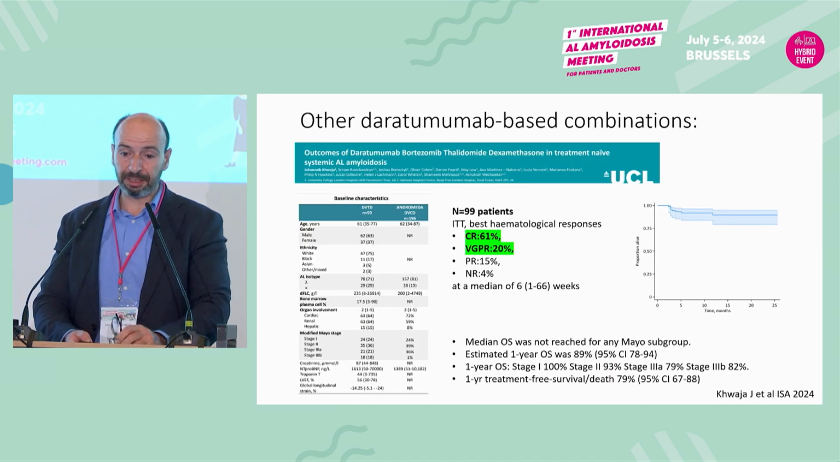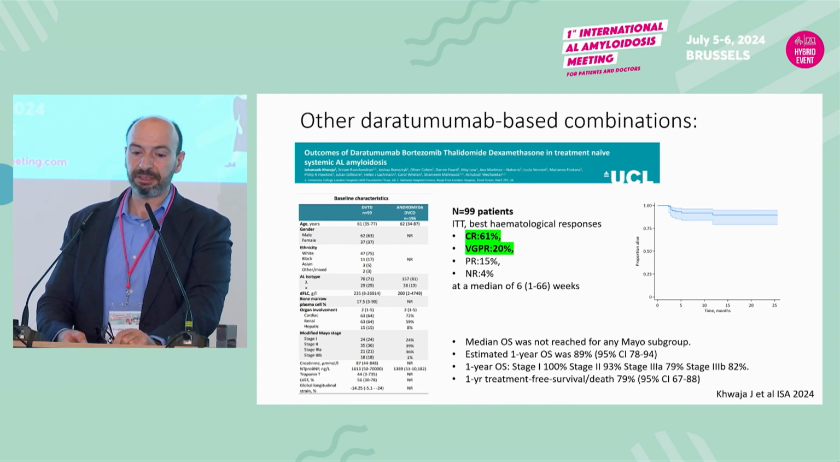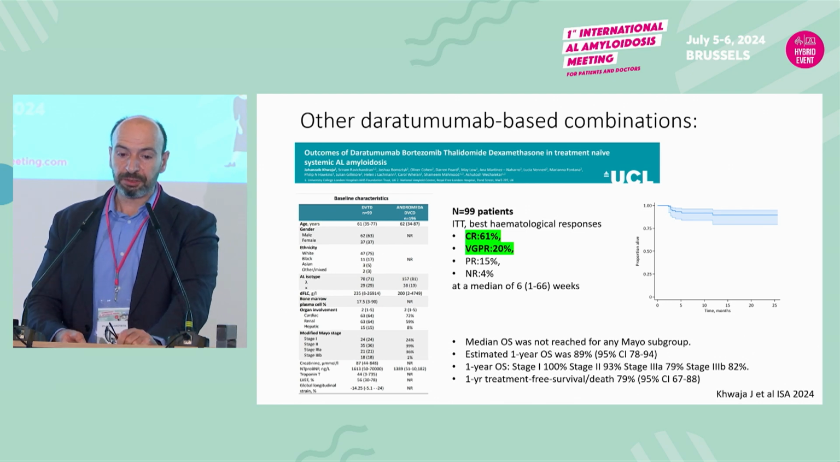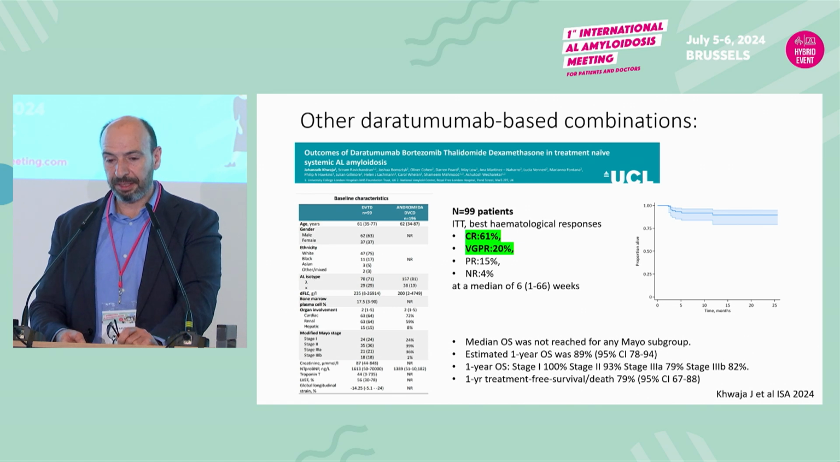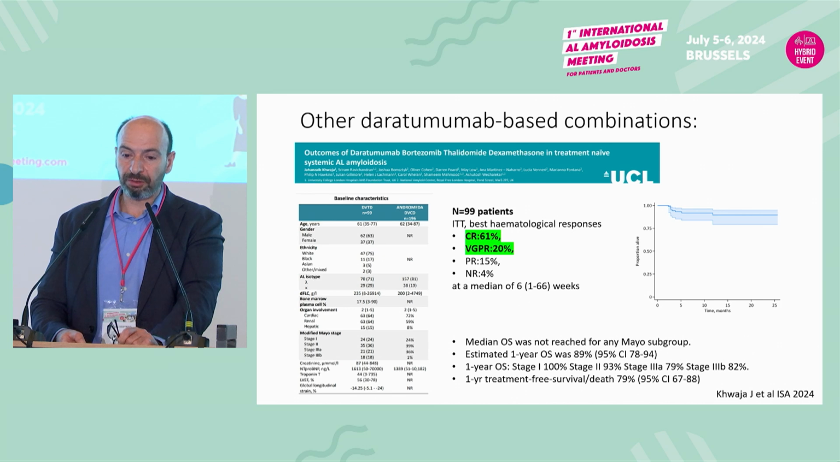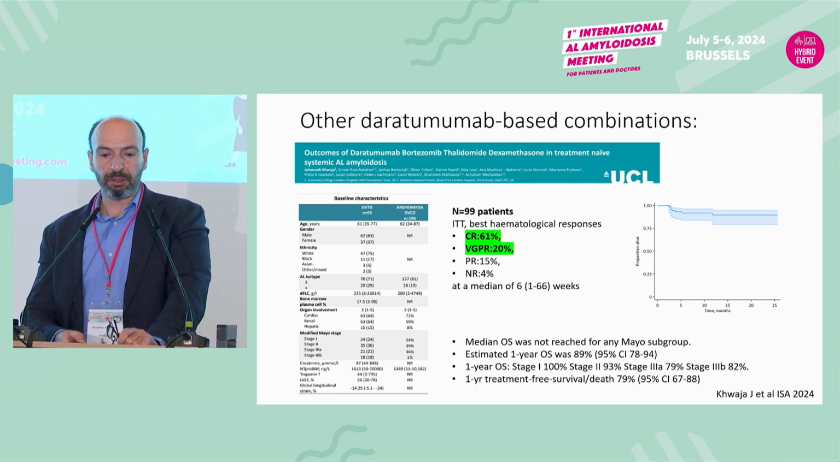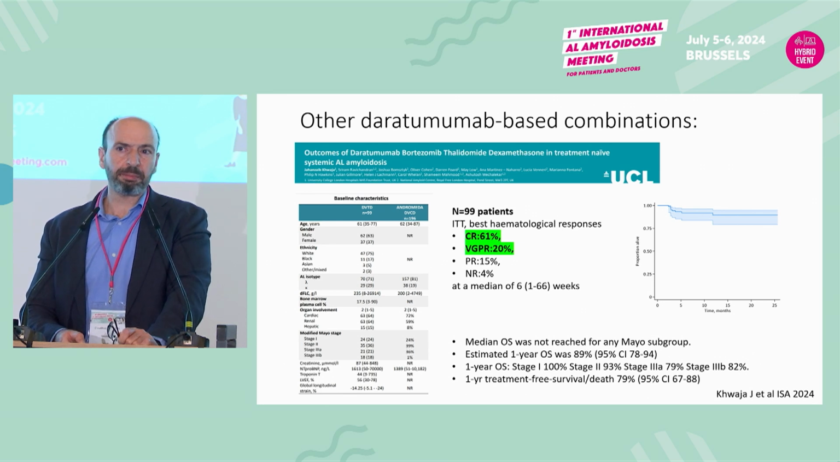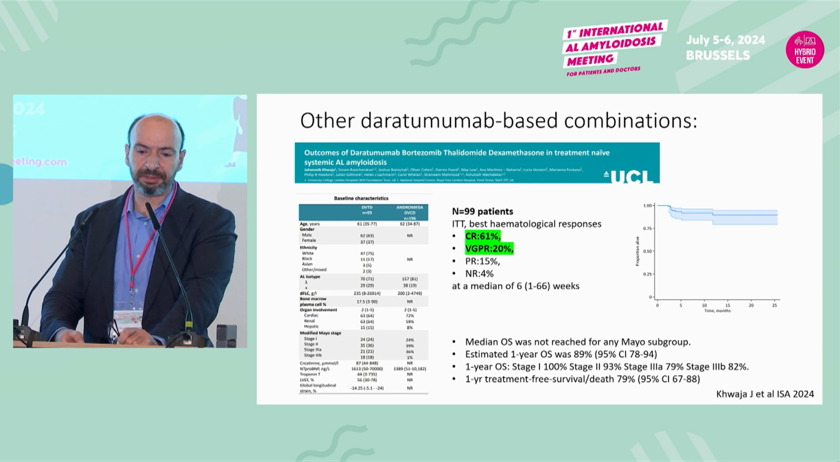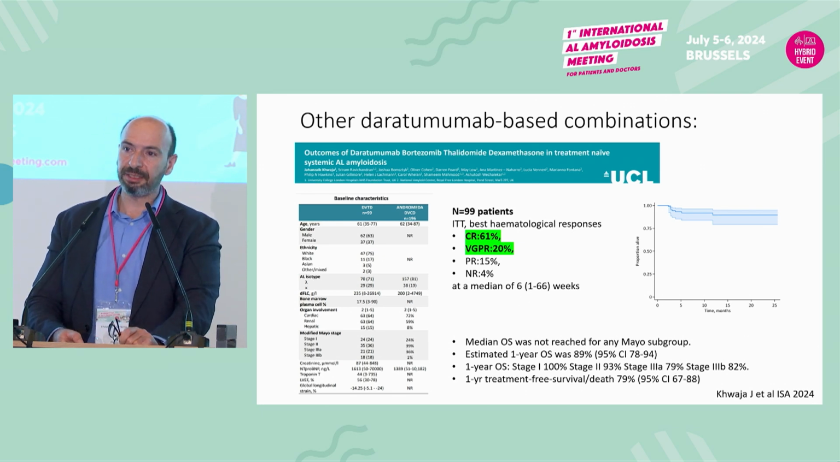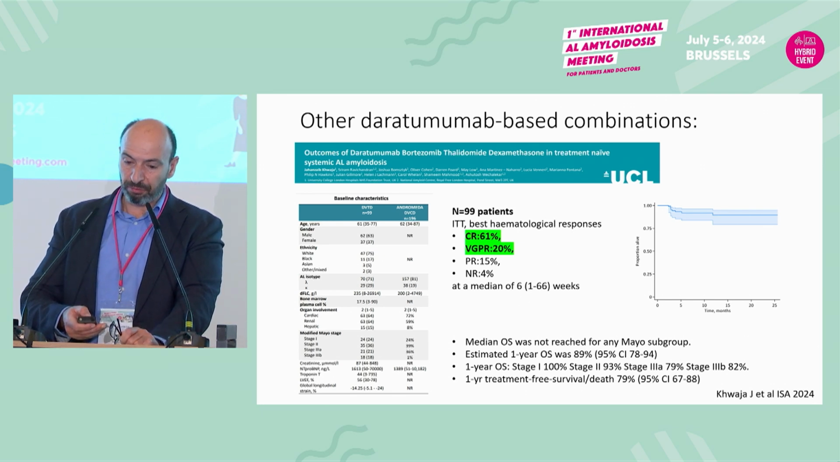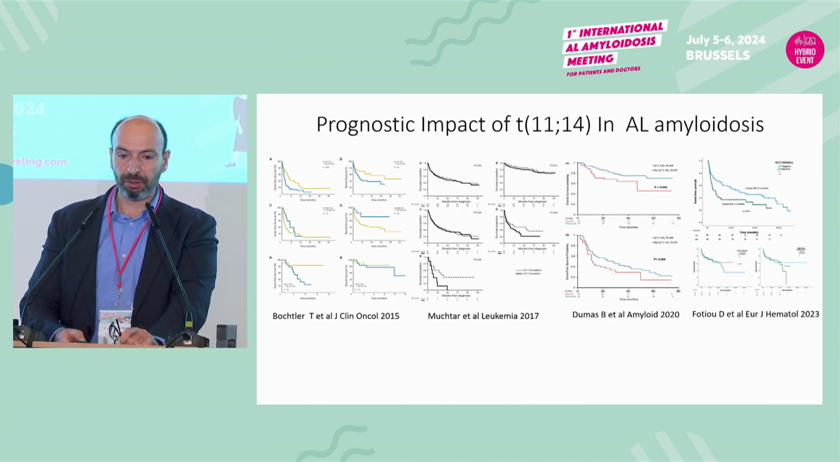Now, there are, of course, other daratumumab-based regimens that were presented in ISA about a month ago. So this is a study from the UK, from Ashuve Chalekar and his colleagues. As you can see, they evaluated daratumumab with VTD, which is the approved regimen for patients with myeloma. Now it will be also dara-VRD. And as you can see, the CR rates and the VGPR rates are very high, but are probably very similar to the rates that we achieve with dara-VCD. So I don't know if adding thalidomide really improves the outcome of patients with AL amyloidosis.